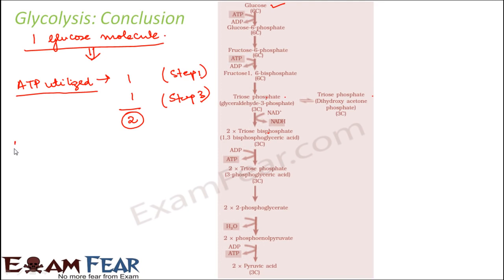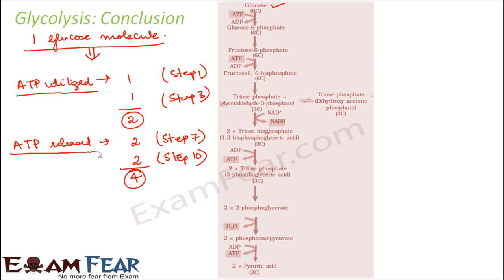Now let us see how many ATP were released and where. 2 molecules of ATP were released in step number 7. Again, 2 molecules of ATP were released in step 10, that is the last step. So total ATP released were 4.